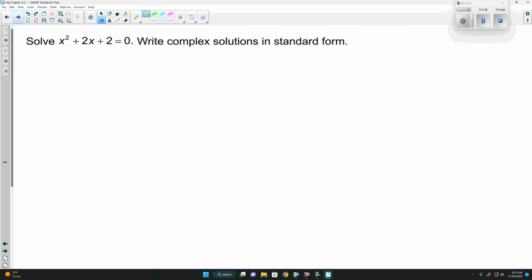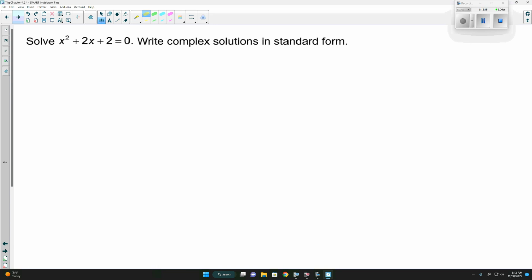So, x squared plus 2x plus 2. We want to write this in standard form, and standard form is considered to be a plus bi. Now, we're probably going to need to either use completing the square or the quadratic formula. We're going to have to use one or the other. Two reasons I say that. One, it tells us to write complex solutions in standard form.